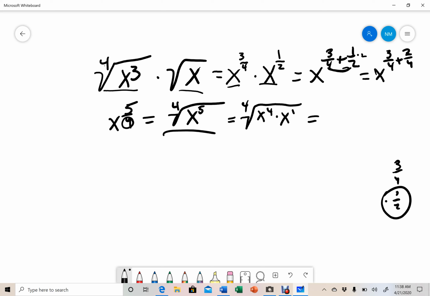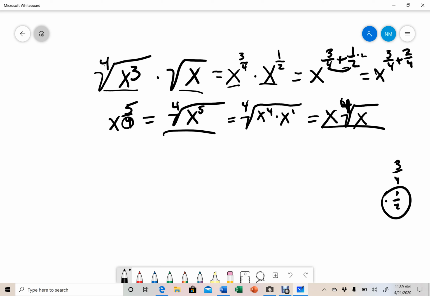So I look at this and I say, how many sets of 4 do I have? I only have one set of 4, so I have one x on the outside. And this remains a 4 here, excuse me. And then whatever's left over, which is my 1 x, stays on the inside. So my answer is x times the 4th root of x.